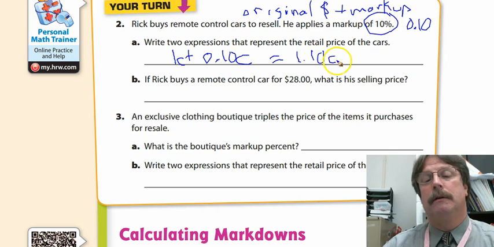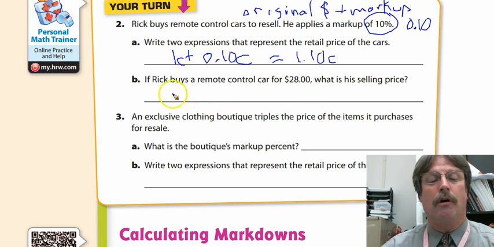So if Rick buys a remote control car for $28, what is his selling price? Well, this is the original cost, so that's going to be 28. That's the original cost. And we're going to do 10%.